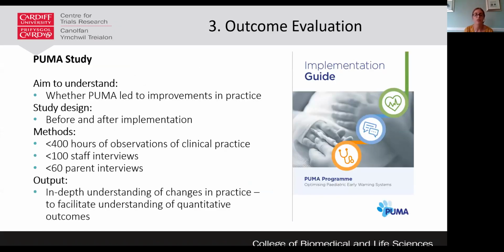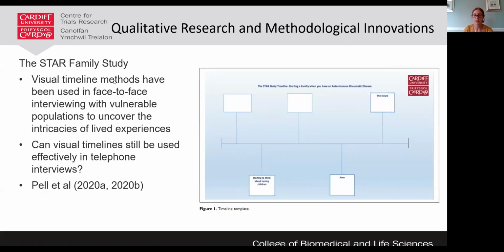So one of the really important outcomes of the PUMA study was an implementation guide to identify the key ingredients to the successful implementation of the program. So again, a really good example of how qualitative methods can be used in a very meaningful way. So this has been a very quick overview of how we can embed qualitative research before, during and after trials within the Centre for Trials Research.